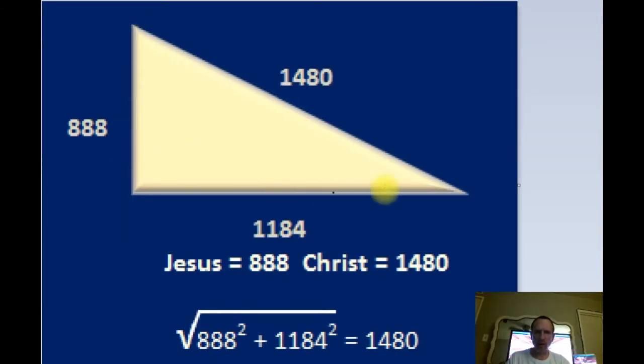Seeing this right triangle in its rise of 888, its run of 1184, equaling its hypotenuse of 1480. So we have 888 squared plus 1184 squared, its square root, 1480, its hypotenuse. The Jesus triangle.